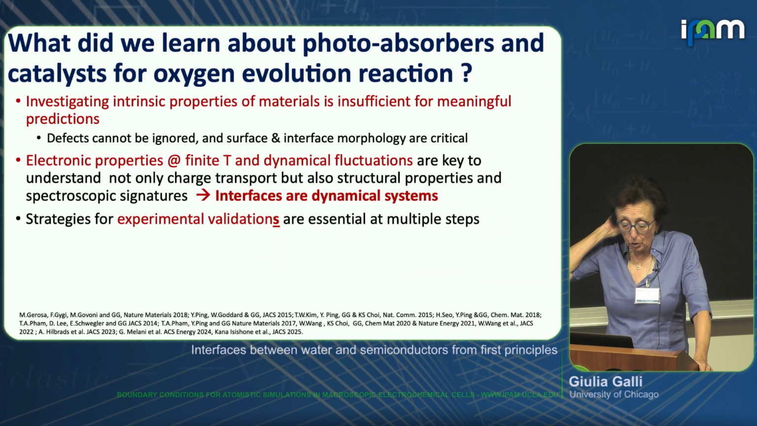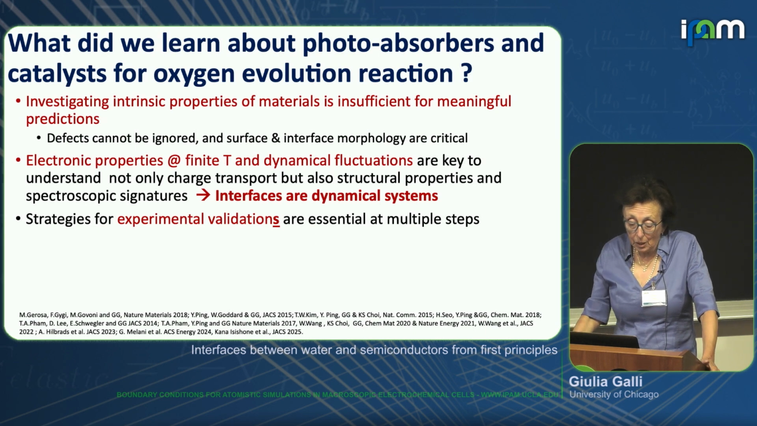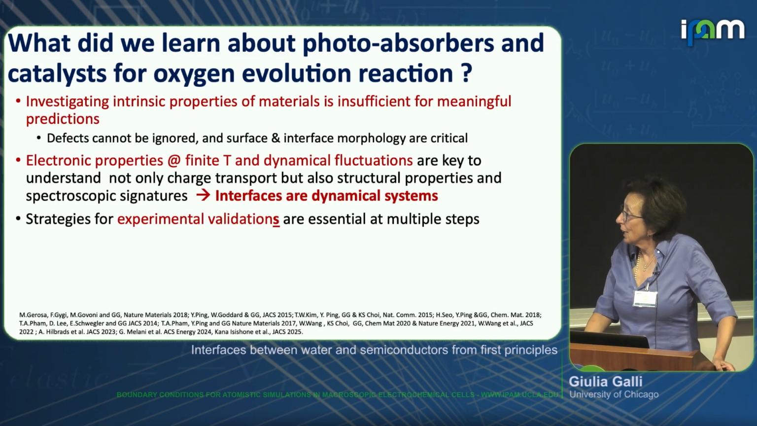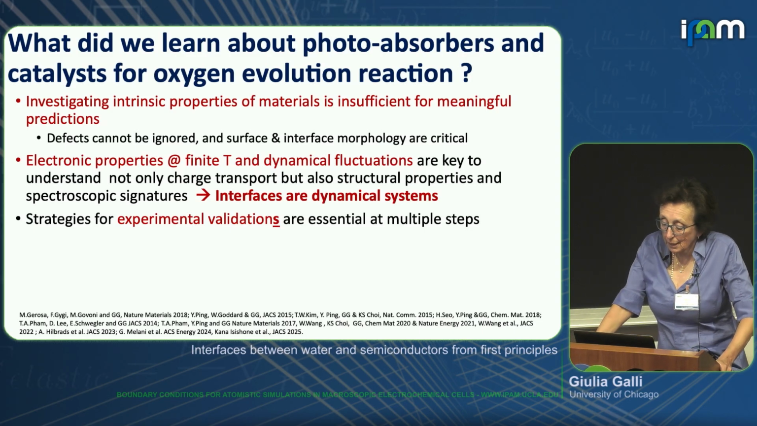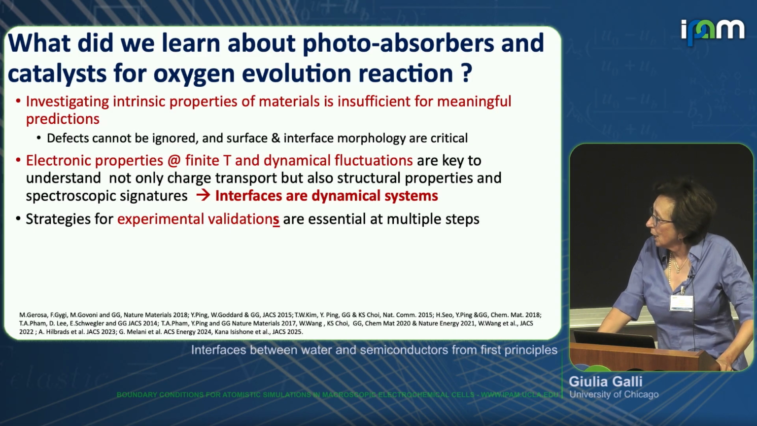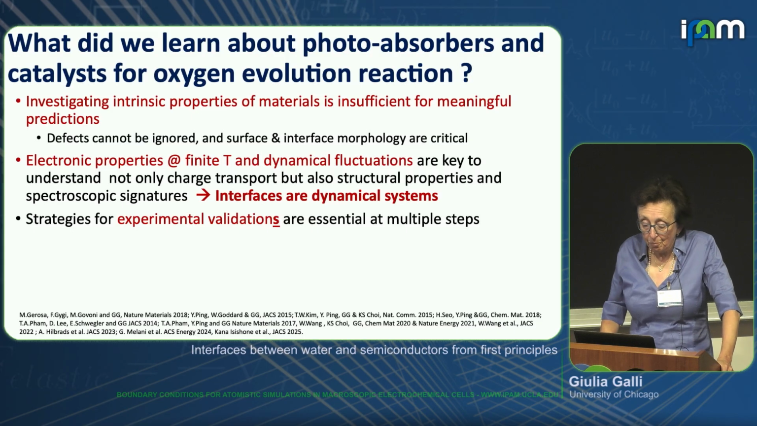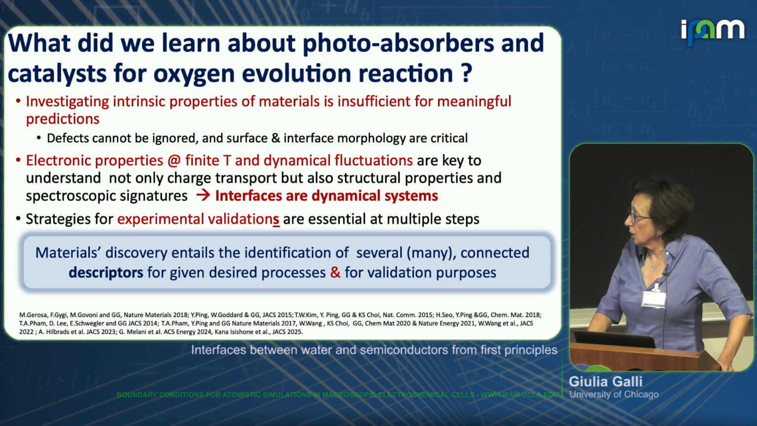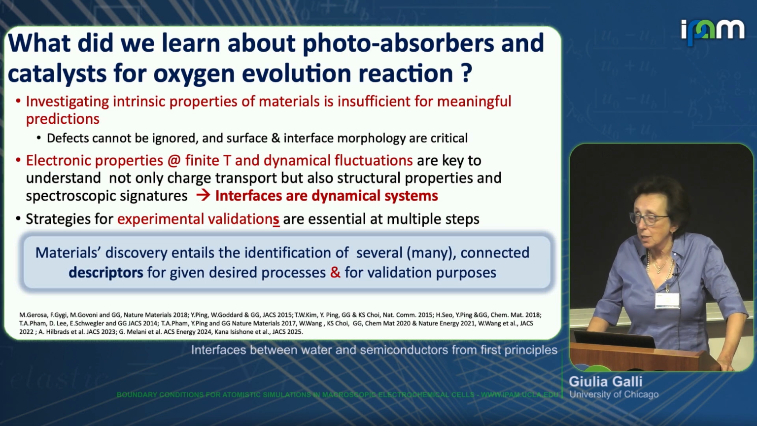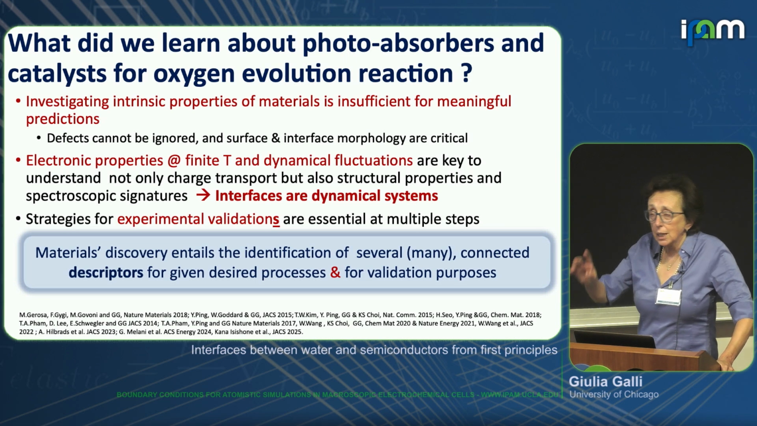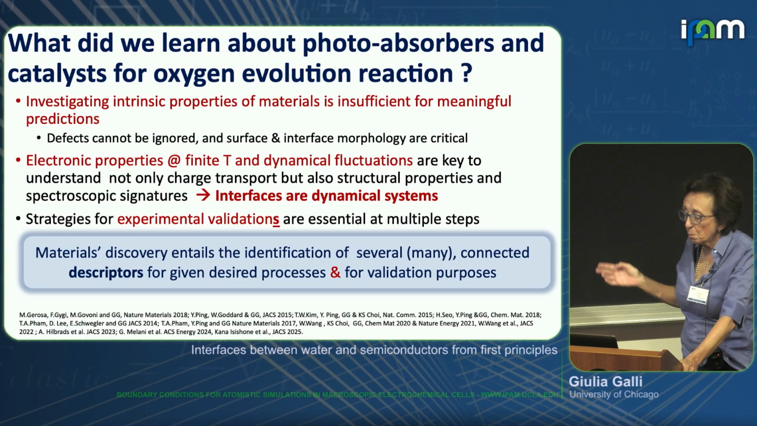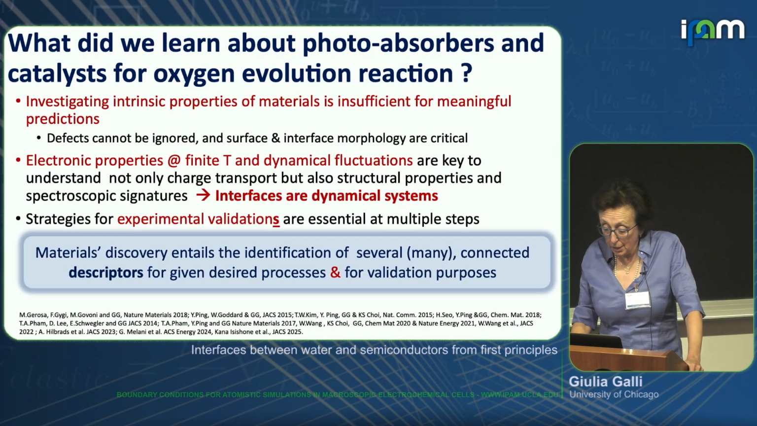So we learned what is in a way obvious but important to keep in mind, especially in certain communities, that interfaces are a dynamical system. The electronic property at finite temperature and dynamical fluctuation are key, are critical. You cannot solve any of those problems without taking them into account. And the other thing is that when we talk about experimental validation, don't forget the S. It's experimental validations, because you need to go through a number of comparison and refinement with experiment.